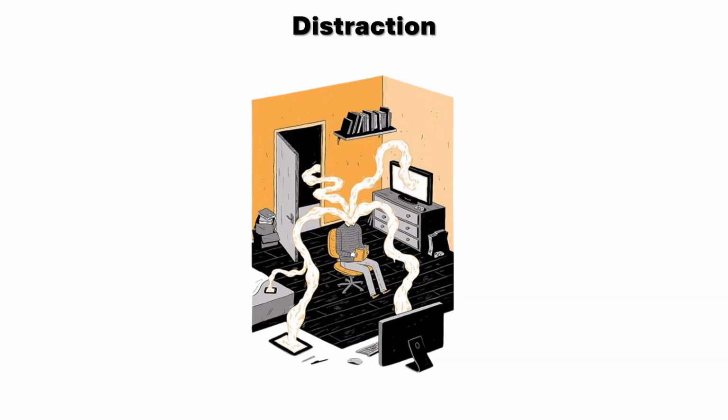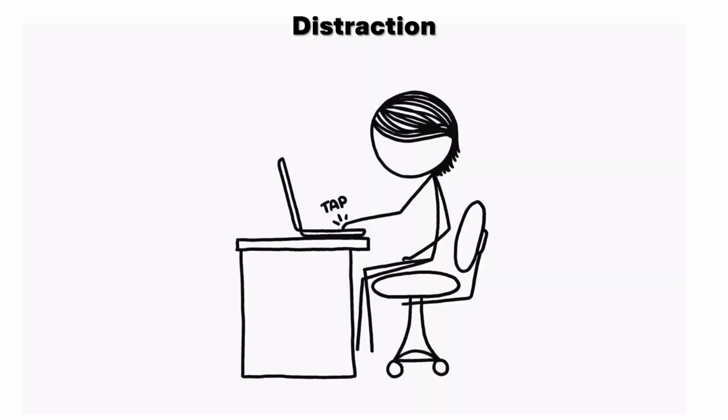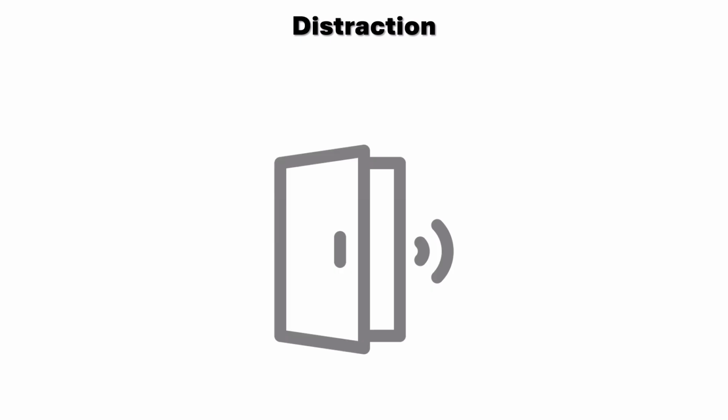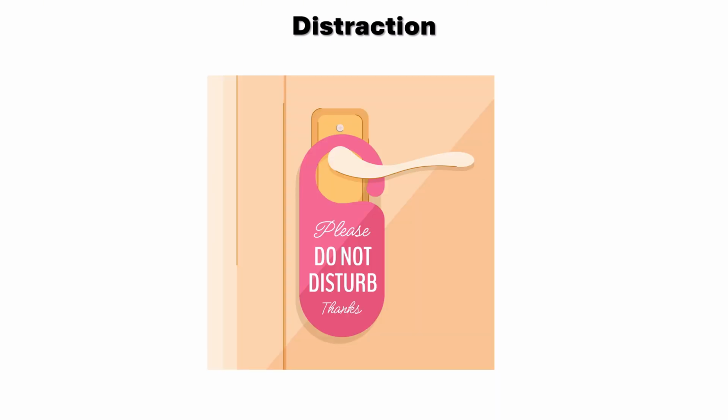Managing distractions. Distractions are inevitable, but to handle them effectively, we need to understand their two main types: external distractions and internal distractions. Let's start with external distractions. These are often easier to deal with. You can isolate yourself, set boundaries, or even let your family know not to disturb you during your focus time. But the real challenge lies with internal distractions.